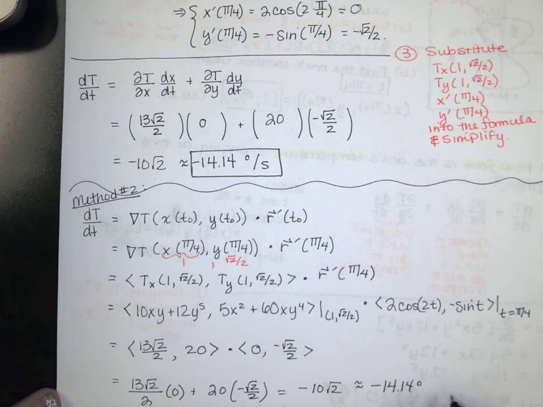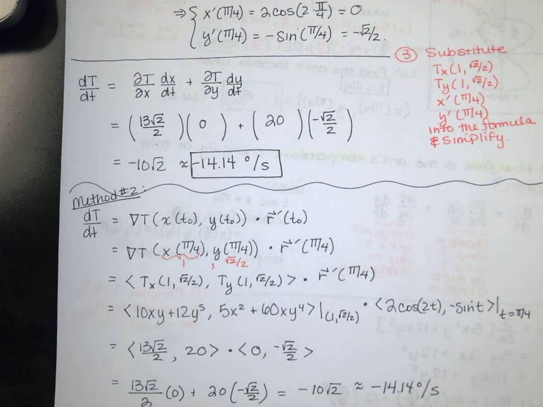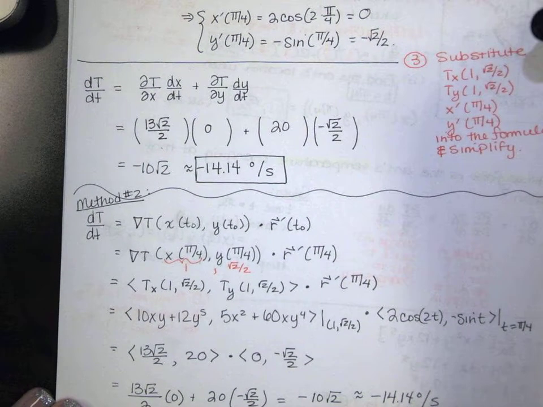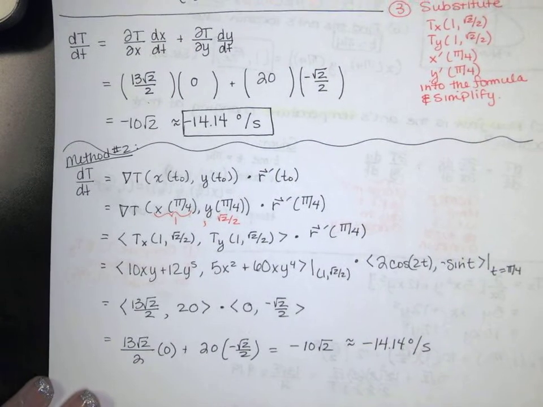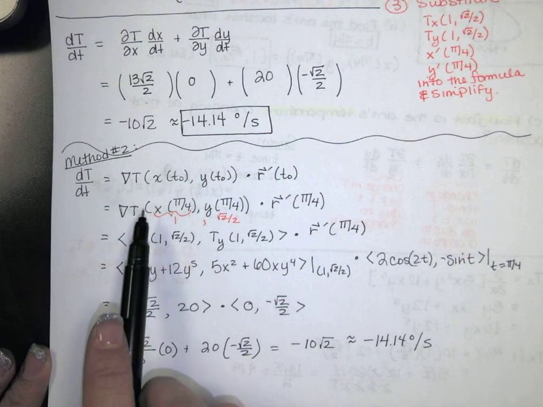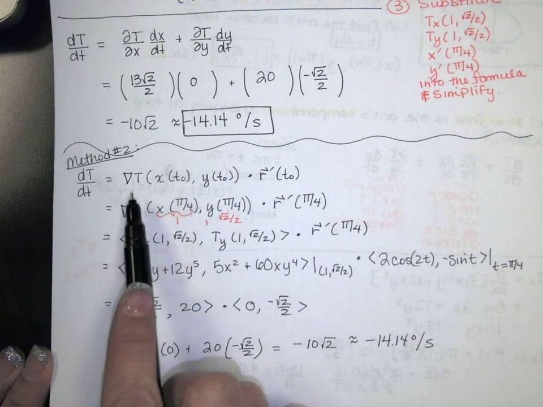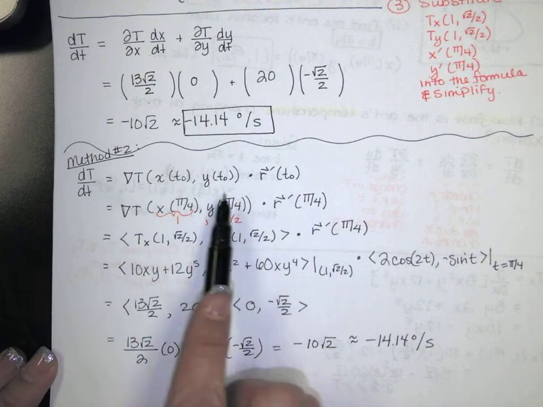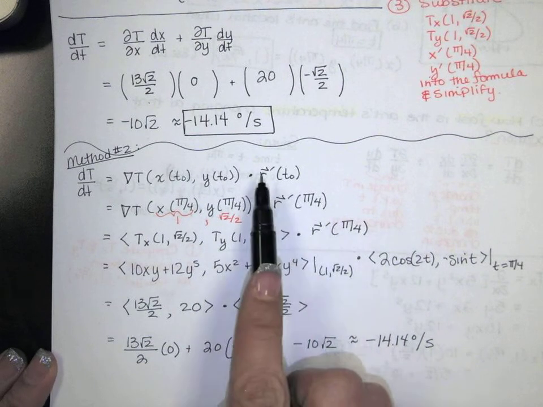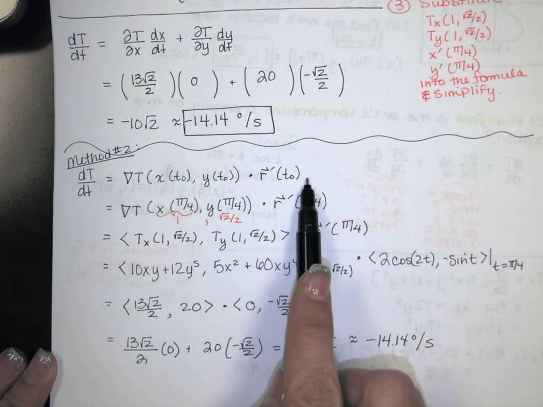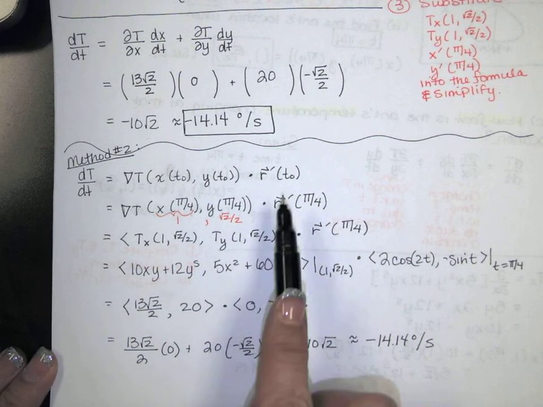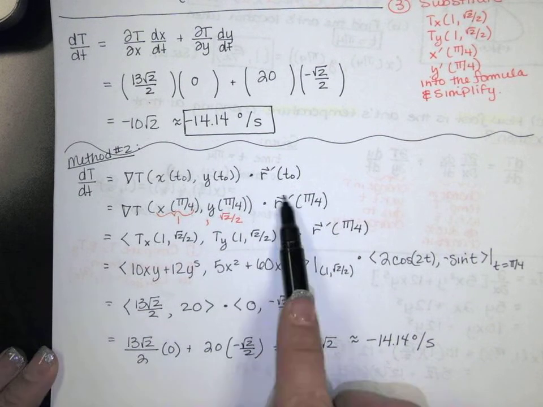Let's say the temperatures are in degrees and our time is in seconds. So we get exactly the same answer, it's just we come about it a slightly different way. I like this notation, it's very compact. It tells me what to do. Compute the gradient, evaluate it at the point. Compute the velocity vector, evaluated at the particular time that is associated with that point. Take a dot product.